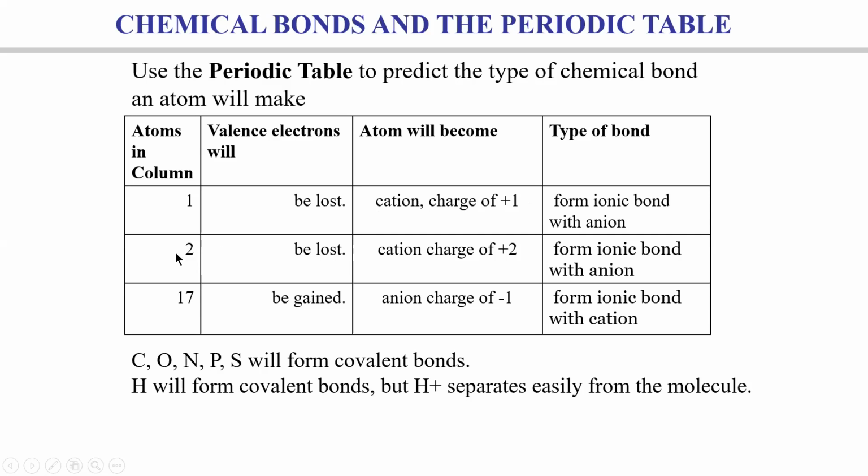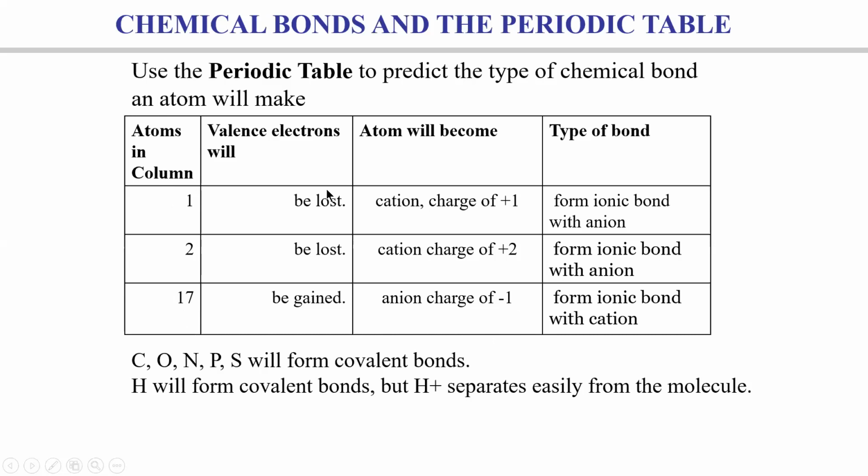So the atoms in column 2 are going to become cations with a charge of +2. The atoms in column 17, fluorine and chlorine, only need 1 electron to have a full outer shell. So these are the atoms that are going to take an electron from the ones in 1 and 2. They're going to have an extra electron compared to protons, so they're going to become anions with a charge of -1.